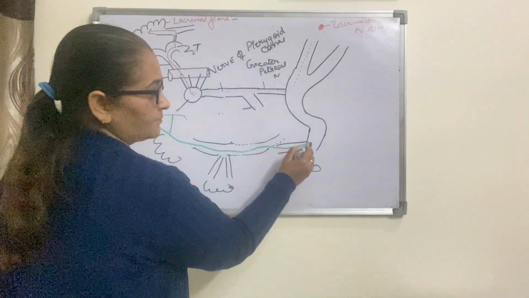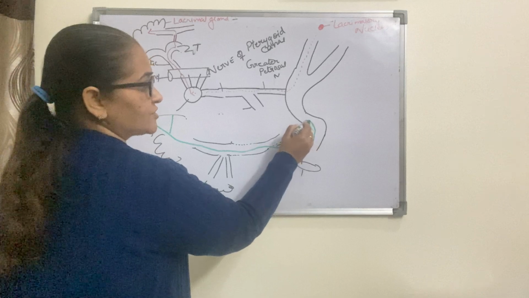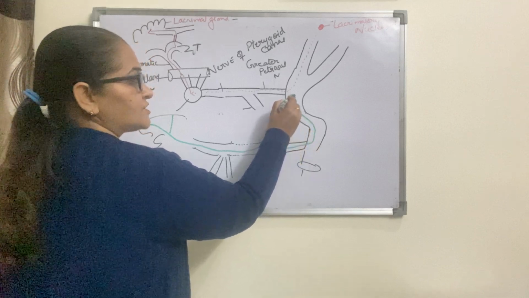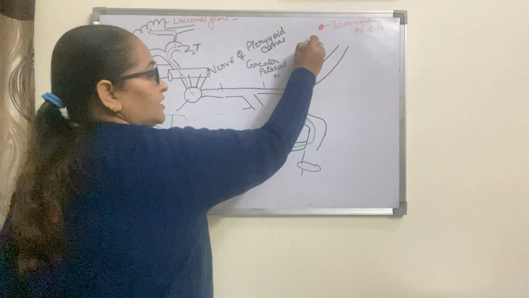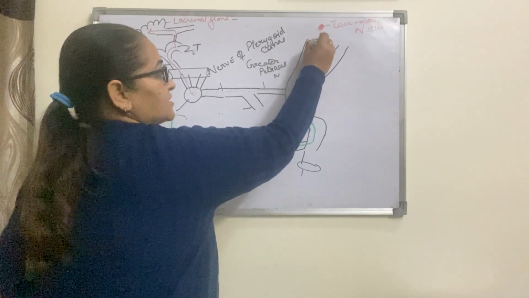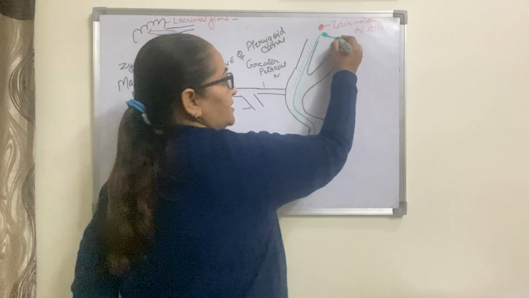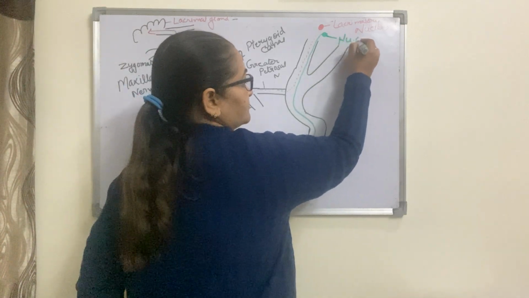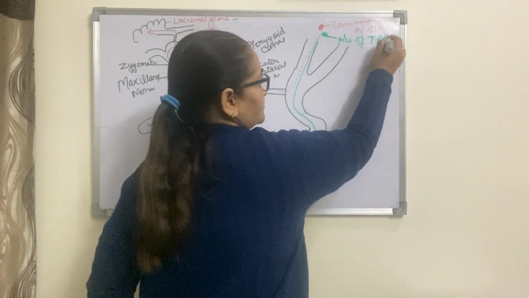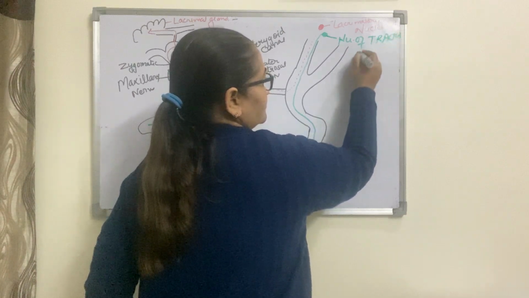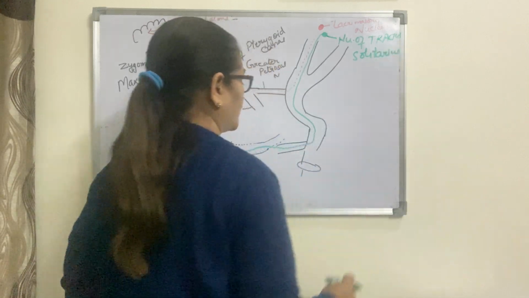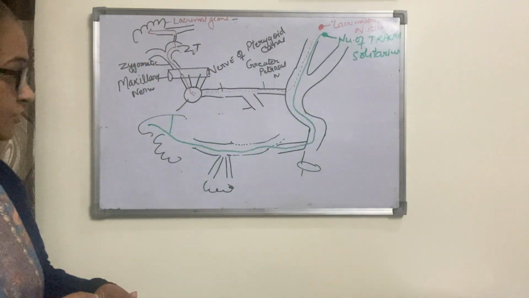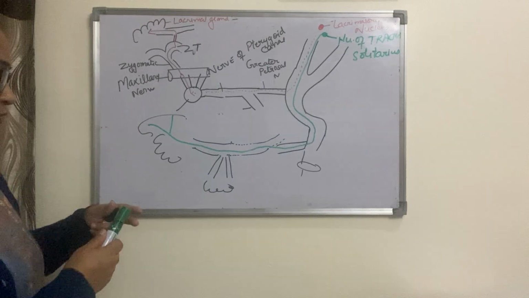Through this lingual nerve, the fibers enter the chorda tympani. From this chorda tympani, the fibers enter the facial nerve. From this facial nerve, the fibers enter the sensory root and they go to the higher center, that is the nucleus of tractus solitarius. So this is the pathway of taste, how the fibers from the anterior two-third portion of the tongue go.